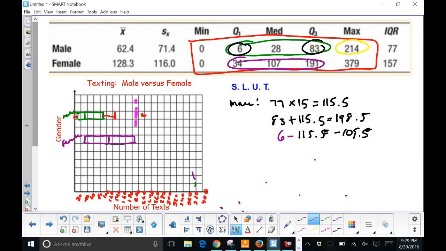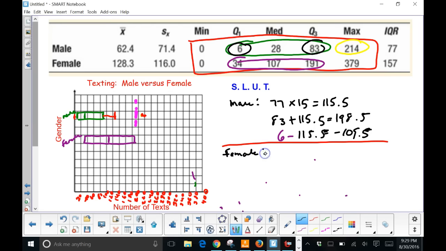Okay, what I'd like you to do now is to pause the video and do the outlier test for females. And then turn the video back on. Okay, let's check your work.